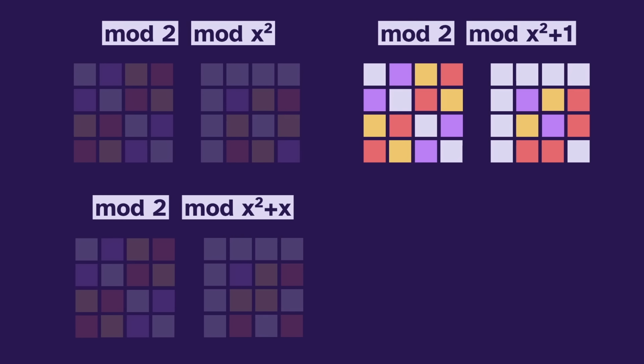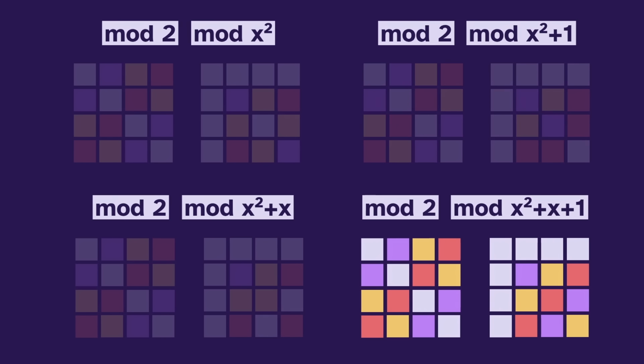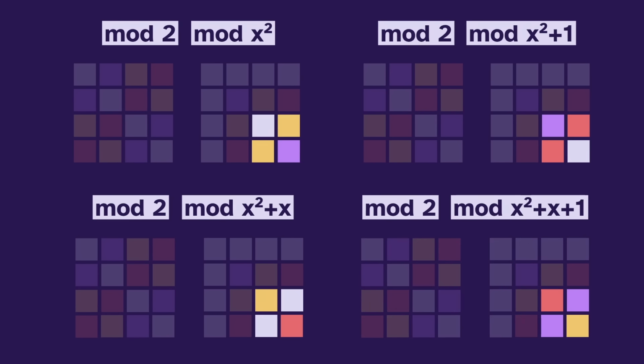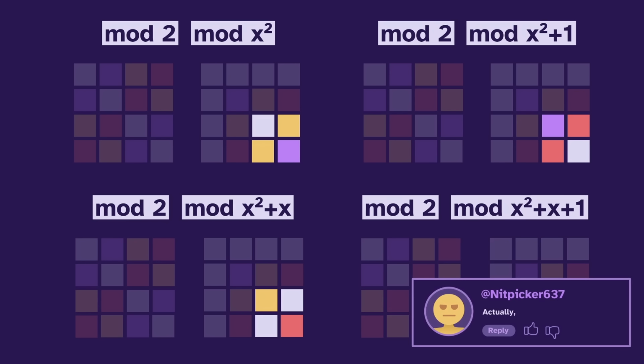Mod 2 mod x² plus 1, and mod 2 mod x² plus x plus 1. We see they all differ in this section. These are 4 different rings. Actually, there are 3 different rings. But actually, there's only 3 different rings.